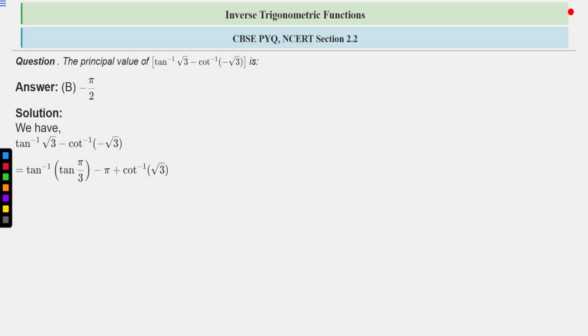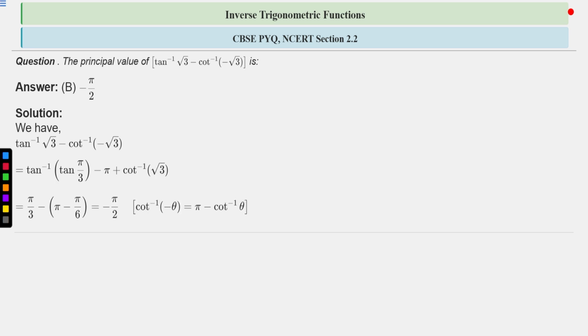Now, we know that root 3 is basically tan pi by 3, right? Root 3 is basically tan pi by 3. Clear? And cot inverse minus root 3, we can write it as pi minus cot inverse root 3. And minus of pi minus cot inverse root 3 is basically minus pi plus cot inverse root 3, right? Therefore, finally, the expression can be written as tan inverse tan pi by 3 minus pi plus cot inverse root 3.